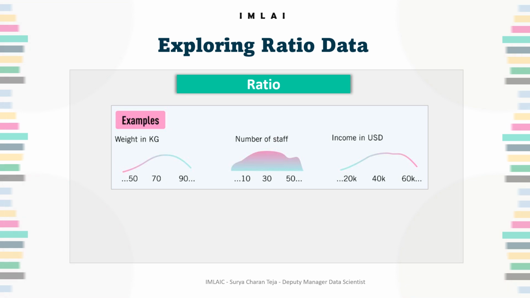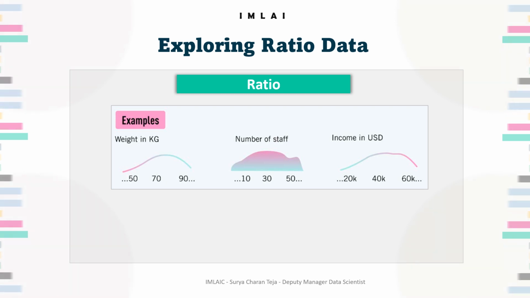Weight in grams, continuous. Number of employees at a company, again that's a discrete one. Speed in miles per hour, continuous. Length in centimeters, continuous. Age in years, continuous. Income in dollars, continuous. Sales made in one month is discrete.